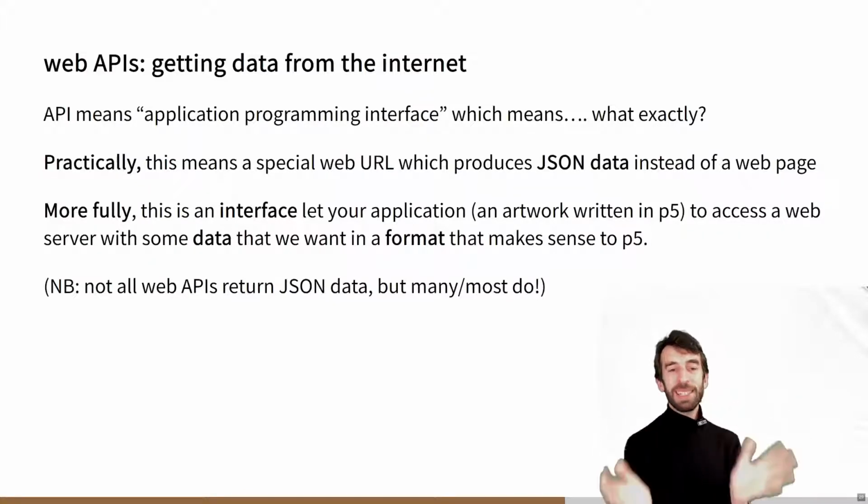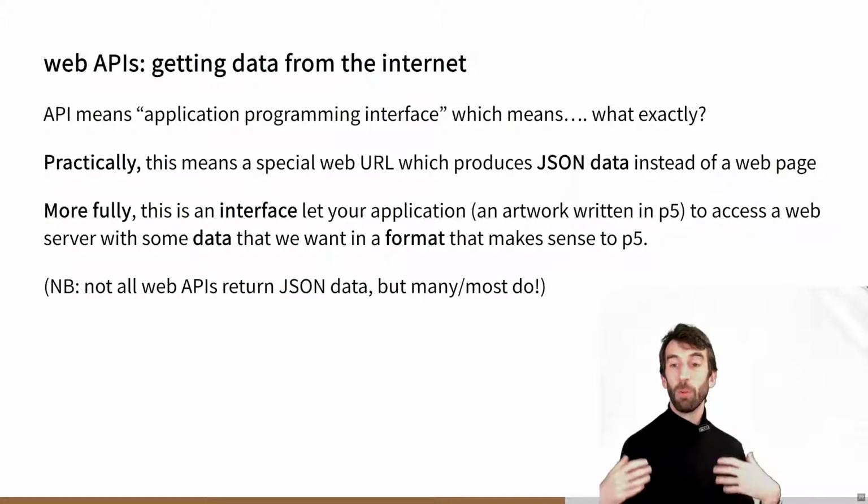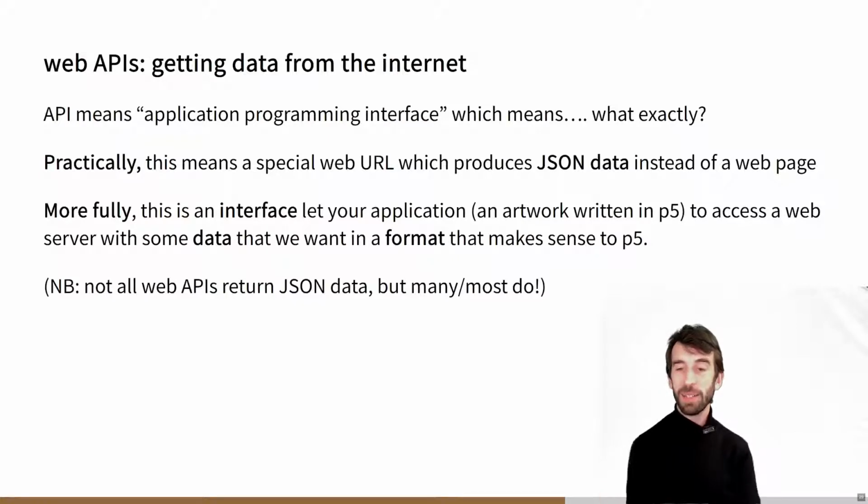Anyway, practically, an API on the web means a special web URL, an address, which instead of producing a web page, produces JSON data. So instead of giving you a web page for a person to view in their web browser, it sends an amount of data in this JSON format, which a program can view.